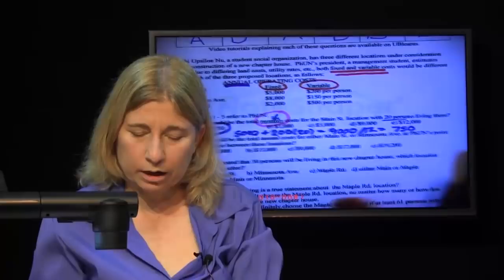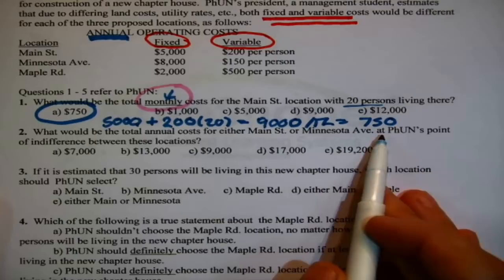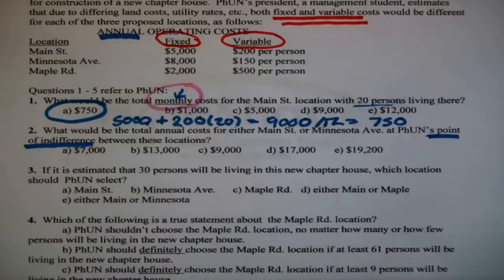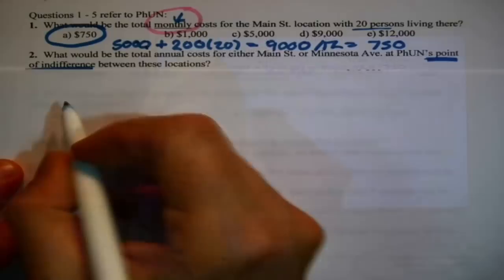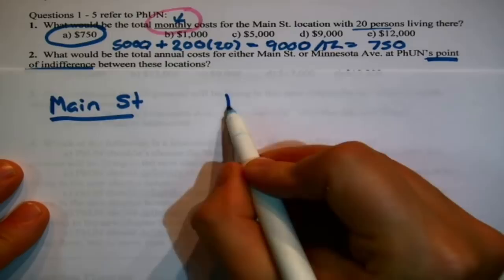Now, maybe we need a graph for this. What would be the total annual cost for either Main Street or Minnesota Avenue at Fund's point of indifference between the two locations? Now, it's true we were looking at points of indifference on a graph, but you don't need a graph to answer that question, because it's only asking about one of them in particular. So I'm going to grab a piece of paper for scratch work.